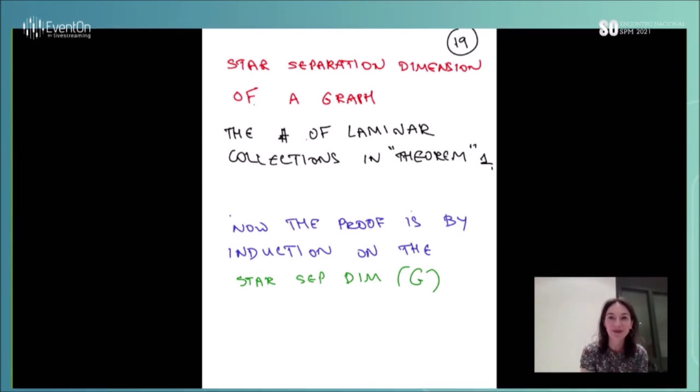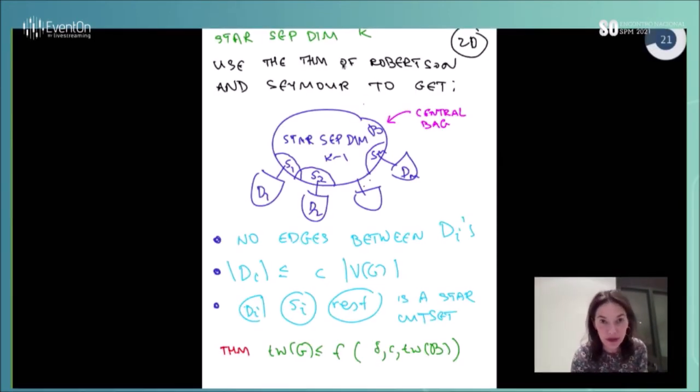Then we noticed that actually our situation is simpler, but that was the source. Okay, so let's see how that works. So I'm doing an induction on star dimension. You can use, as I said, a very simple case of the Robertson-Zimmer theorem to say that if you look at one laminar collection, then your graph breaks apart in the following way.